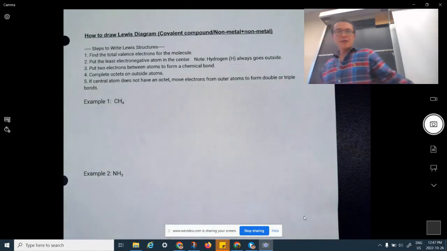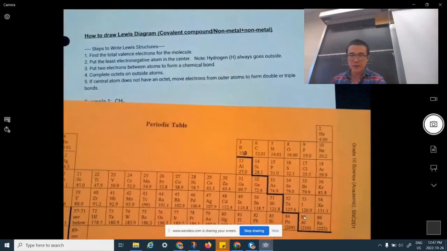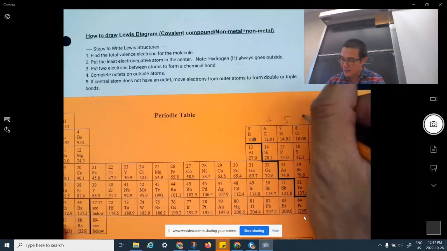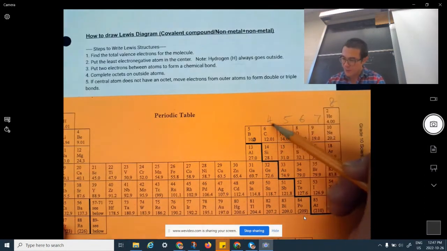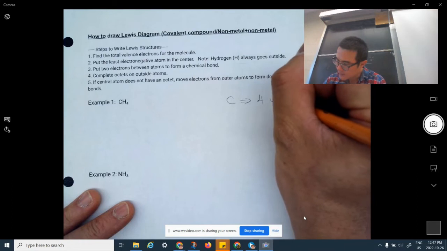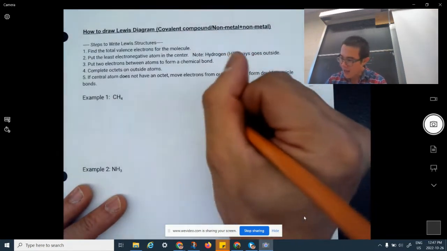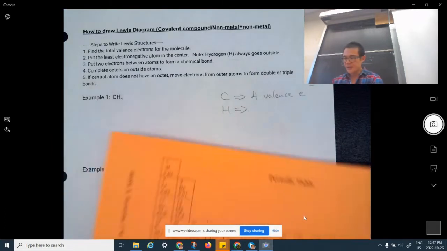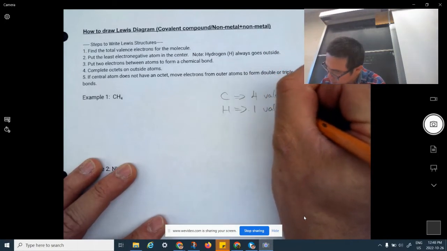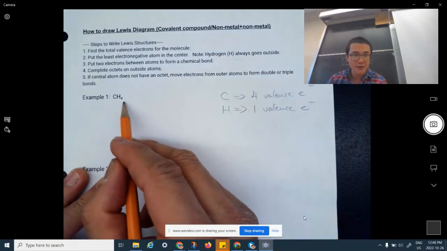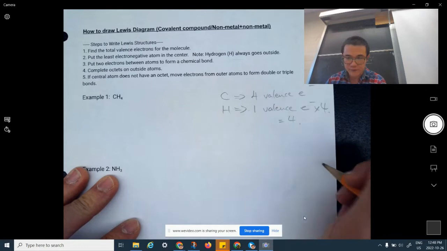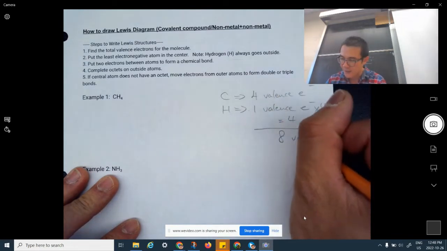So first off, CH4. If you remember your periodic table, this will be 4 valence electrons, 5, 6, 7, and 8 valence electrons. So carbon itself will have 4 valence electrons, and hydrogen only has 1 valence electron. But keep in mind there are 4 hydrogens, so it will be 1 times 4, which is 4. So total, you'll have 8 valence electrons.